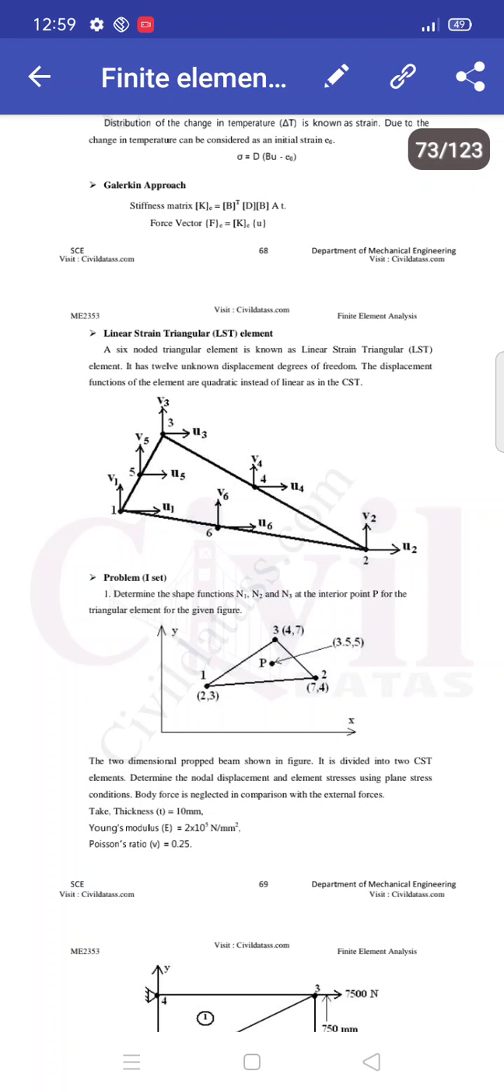So in total the triangle has 3 nodes, so we get degrees of freedom at the node points, that is the CST element. Additionally, we add displacements, considering displacement at the center point of the link, that is the linear strain triangular element. So this is a diagram shown here, we can easily observe.